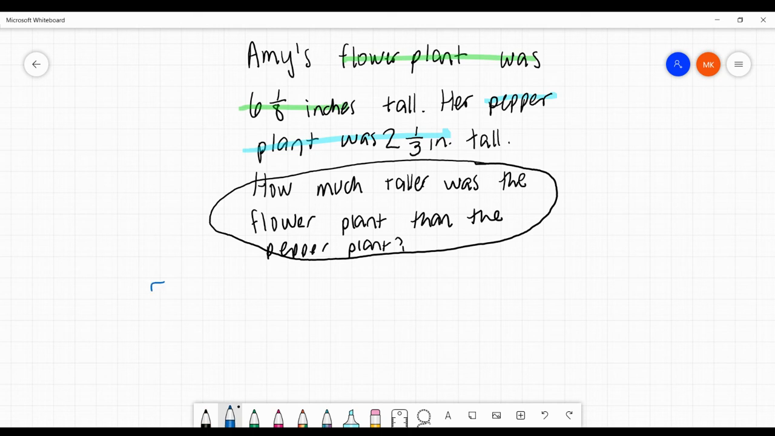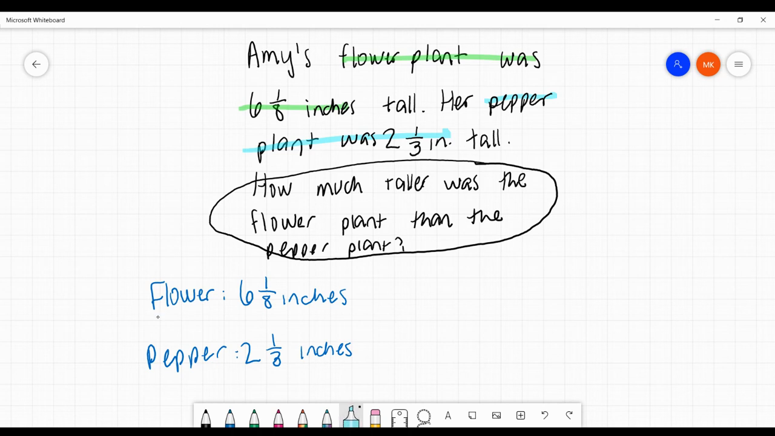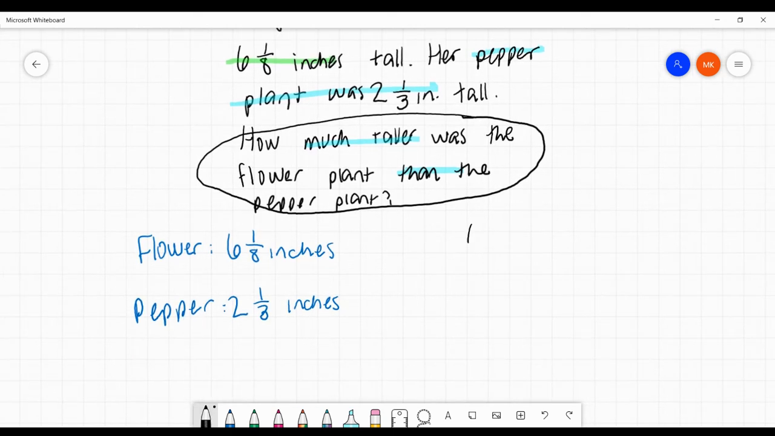So I know my flower plant was 6 1/8 inches, and my pepper plant was 2 1/3 inches. Now when it says how much taller than, that signals subtraction, because I want to know how much taller was this plant than this plant. So my problem is 6 1/8 minus 2 1/3.